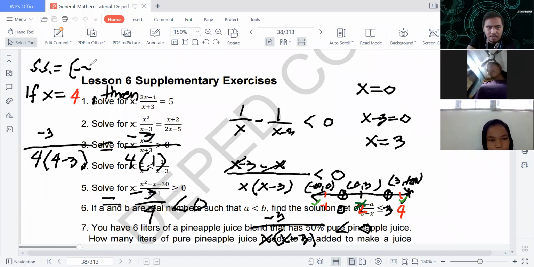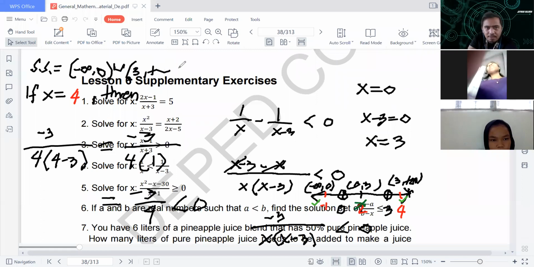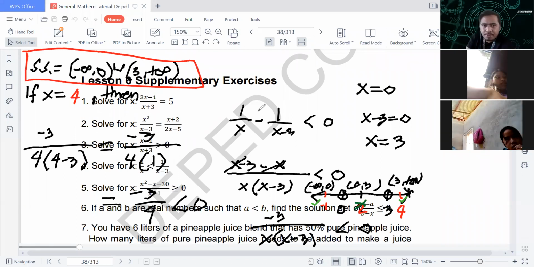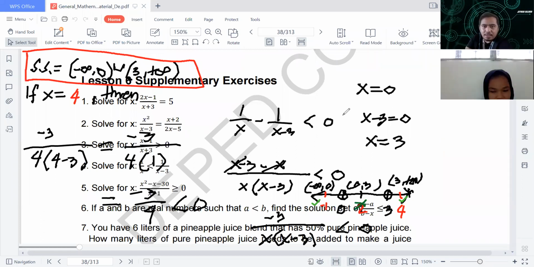So to conclude our solution set, the included intervals give negative infinity to 0, union the open interval from 3 to positive infinity. Any questions for problem number 4? Is it clear? Yes, sir.